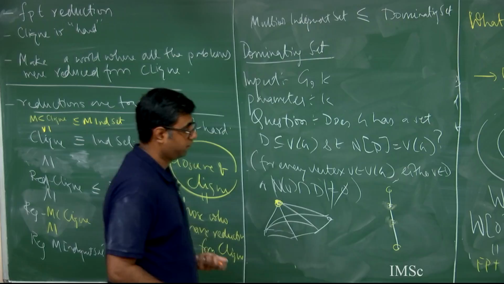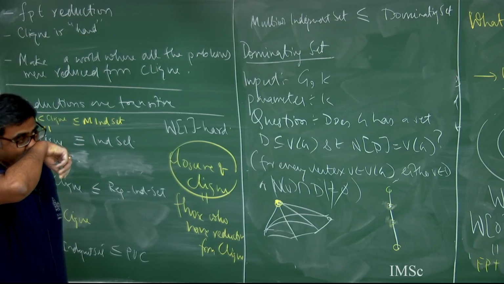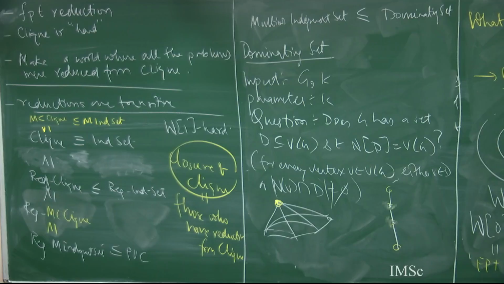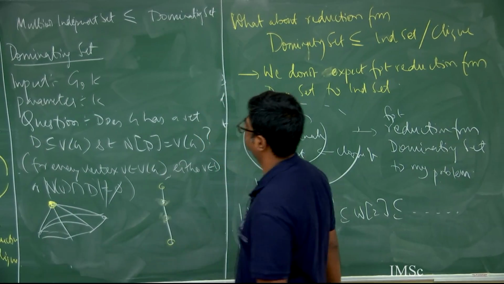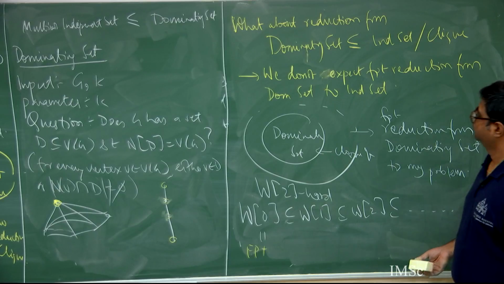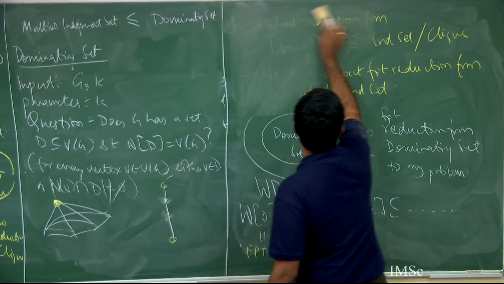Okay, people defined something in between W0 and W1, which is called M1, which I'm not going to go into, and which is equivalent to ETH or some such thing, but I'm not going to get into those. Okay, fine. So now all I would like to show to you is an appropriate reduction from dominating set. So now I would like to reduce from multicolor independent set to dominating set.